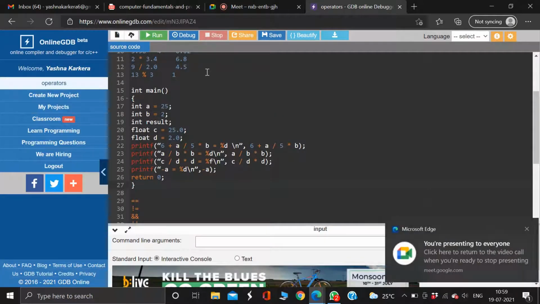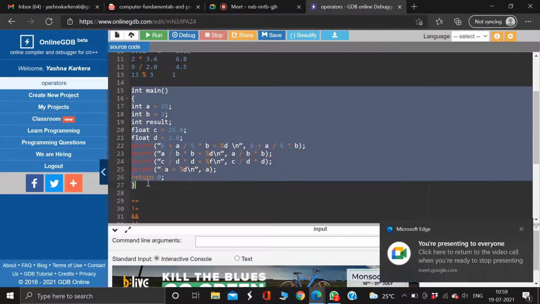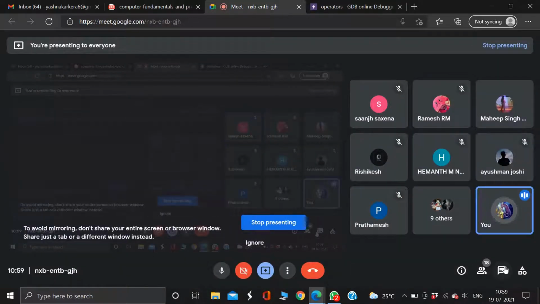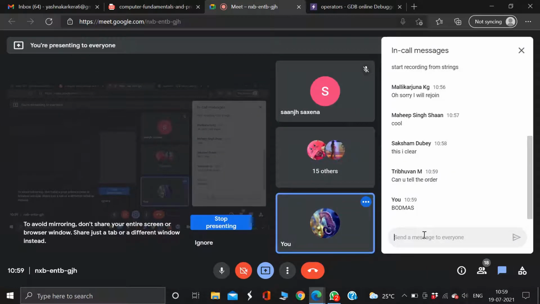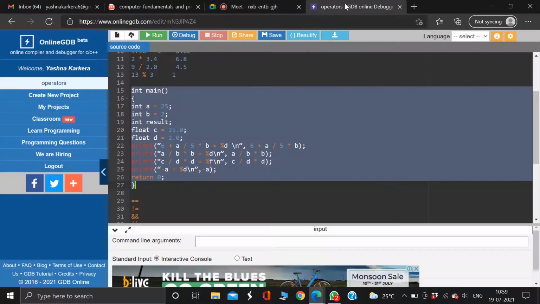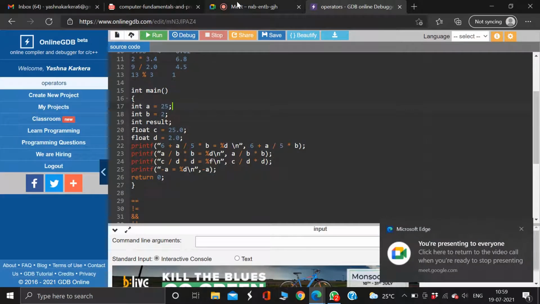Can you show the questions? I'll post this question in the chat box, so you are not supposed to check it in the GDB. Just solve it on paper with a pen and tell me, because then I'll ask you how you got it. Do not make the mistake of checking it in the GDB.